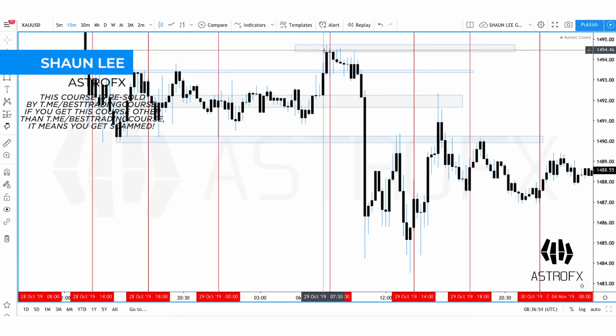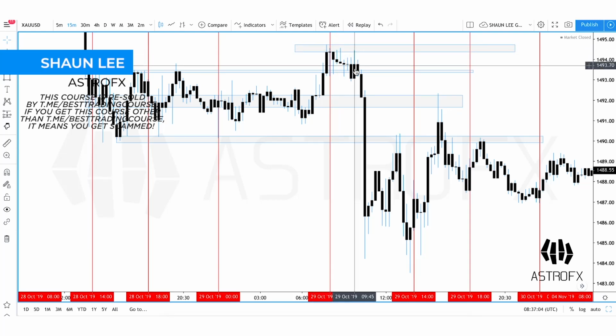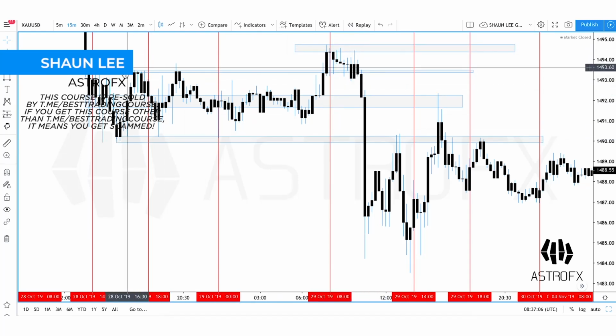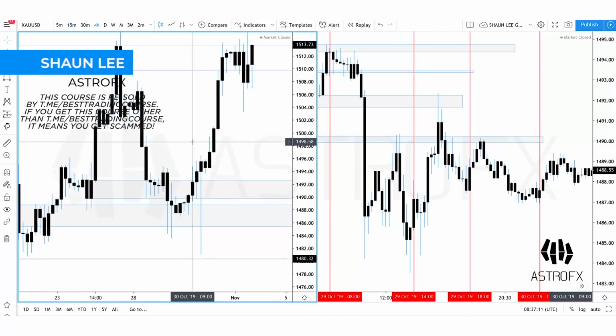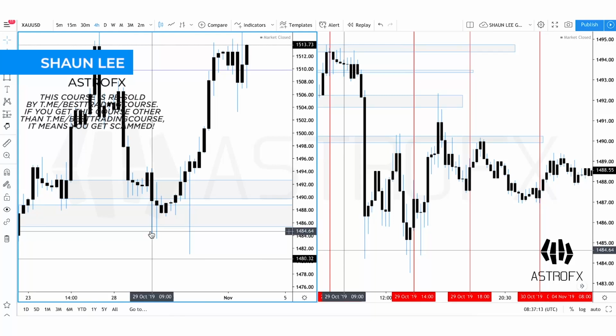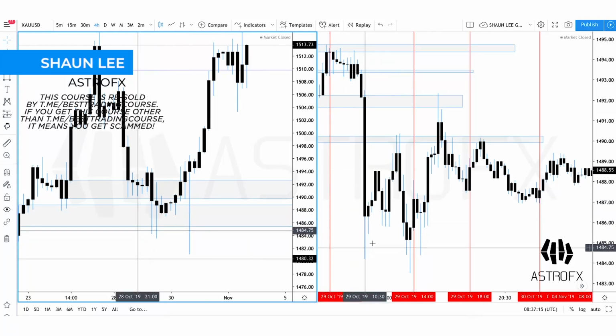So London, just before 8 a.m., Asia makes the high. London respects the high. London respects the high, and then we get the sell-off. The sell-off breaks the consolidation area, and if we look at this sell-off on the higher time frame, this is the sell-off right there.